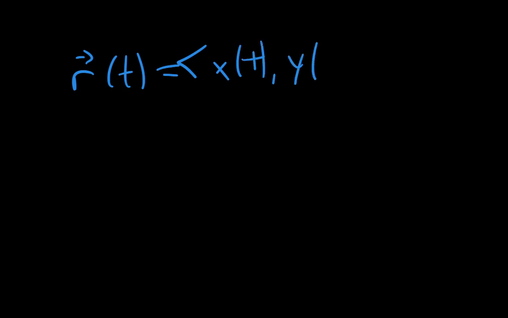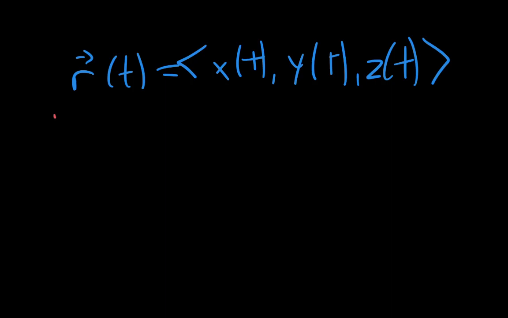Vectors can also have their own functions for their components. For example, we can have r of t is equal to x of t, y of t, and z of t. And each of these, so long as the rules of differentiating apply, we can find the derivative, and each component would have its own derivative.